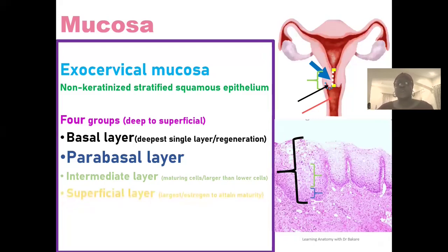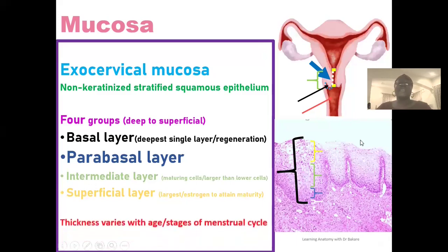Then if you go more superficially, you have the superficial layer, carved out here in yellow. The cells in the superficial layer are larger and broader, and at this point they are at the mature level. This maturity is influenced greatly by hormones. Generally, the thickness of the squamous epithelium varies as we age. During menopause, the thickness of stratification is reduced.